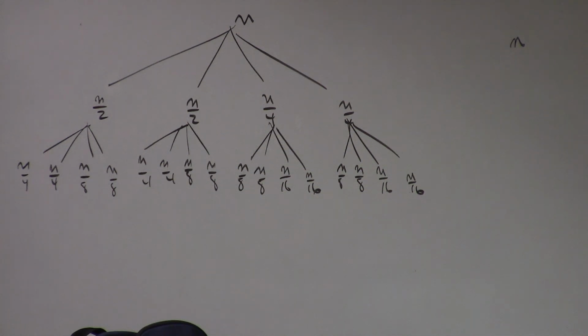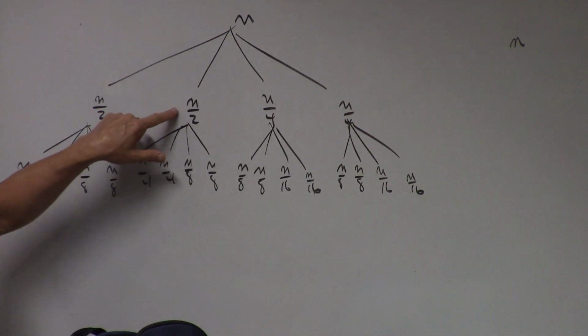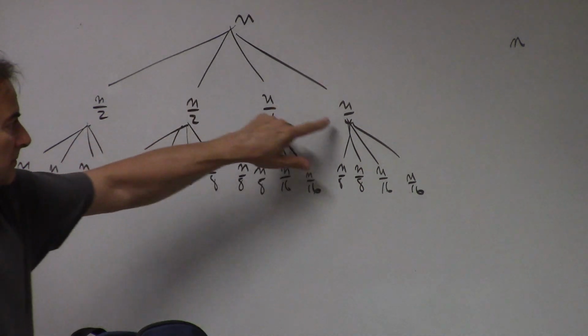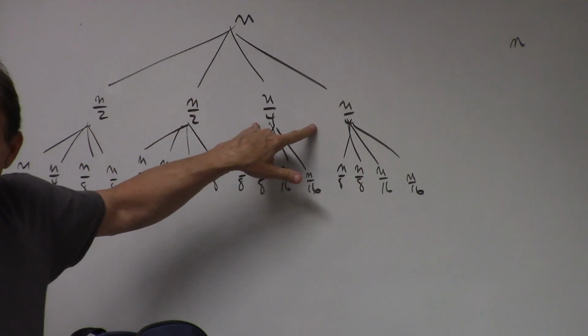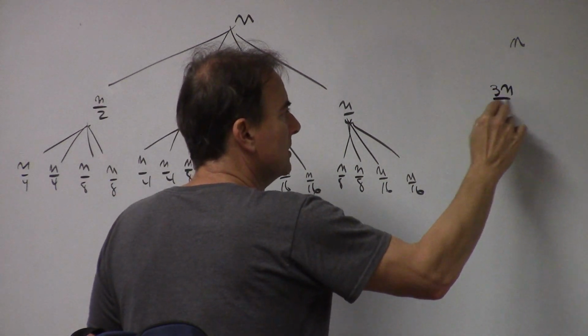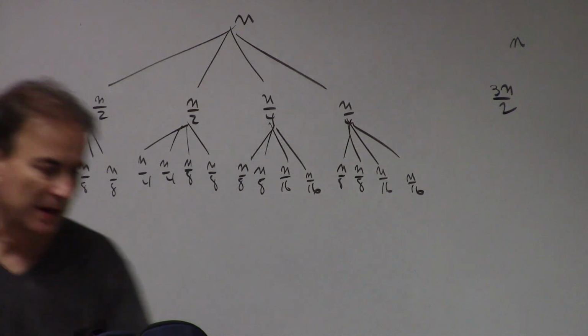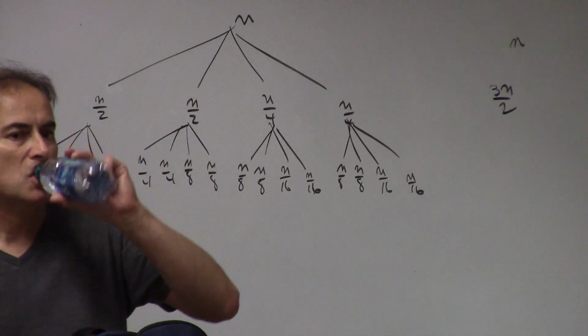Right? Here, we have n over 2, n over 2, it's n, and this is another n over 2. So what we really have is what? 3n over 2? 3n over 2. So is it increasing or decreasing? Looks like it's increasing.